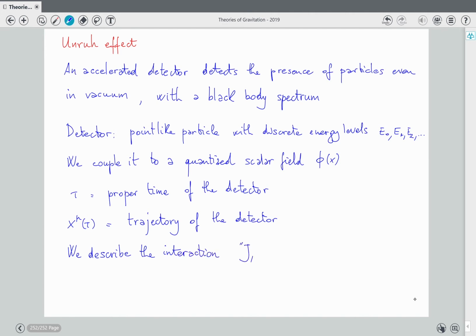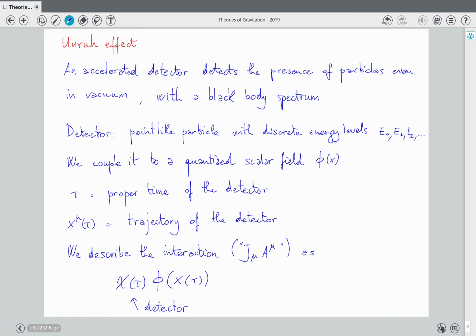We describe the interaction as what we are accustomed to call J mu A mu. As well, this is a scalar, so it will be a product of the detector and some field that describes the detector, and the field phi. But the field phi should be calculated, which is a phi of x, calculated on the detector, because that is a point-like particle.